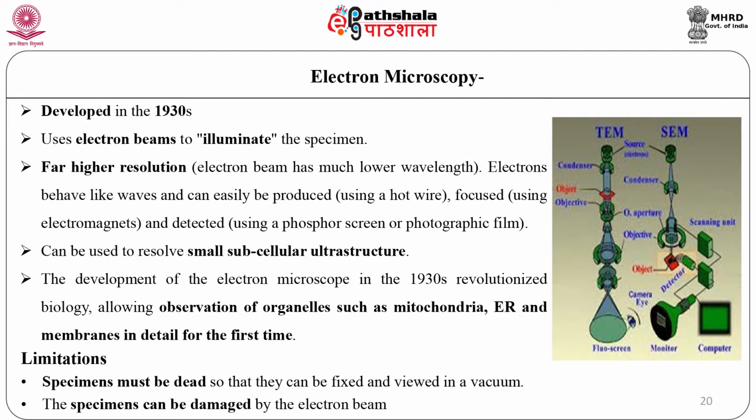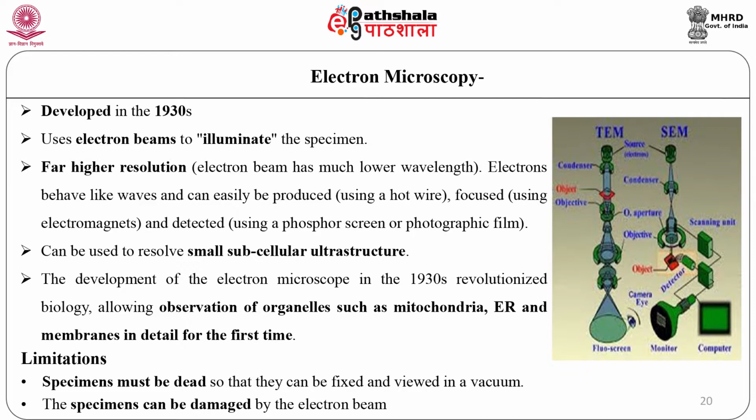The development of the electron microscope in the 1930s revolutionized biology, allowing the observation of organelles such as mitochondria, endoplasmic reticulum, and membranes in detail for the first time. The main problem with the electron microscope is that specimens must be dead so that they can be fixed and viewed in vacuum. The specimen can be damaged by the electron beam and must be stained with an electron dense chemical, for example heavy metals like osmium, lead or gold.